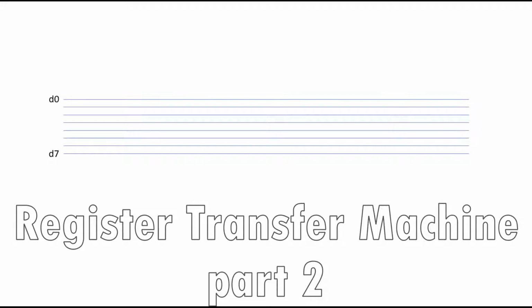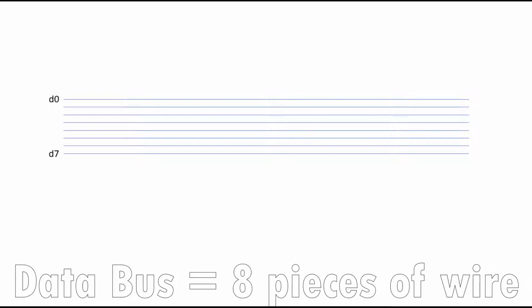Right, so let me explain really quickly how the data bus and the registers work in the register transfer machine, which are part of a CPU. So what is a data bus? Well, a data bus is quite simply just some pieces of wire that all go in the same direction throughout the CPU, passing via various different places in the CPU. So in the case of my CPU, there are 8 pieces of wire, which is why it's an 8-bit CPU.